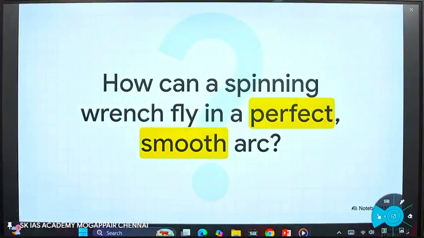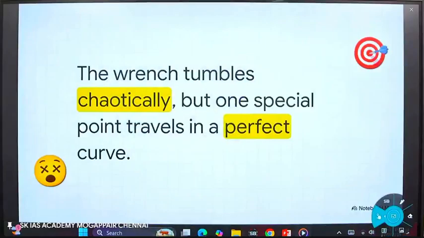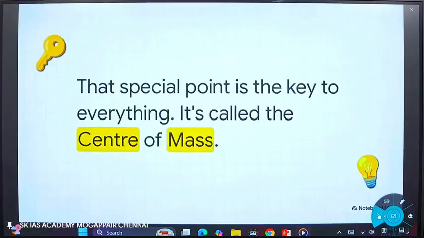There's something about its path that's perfectly smooth and predictable. So, how in the world is that even possible? See, the secret is that we're actually doing the wrong thing. Well, why? It's called the center of mass. And understanding it is the key that unlocks the simplicity hidden inside even the most complex motion you can imagine.